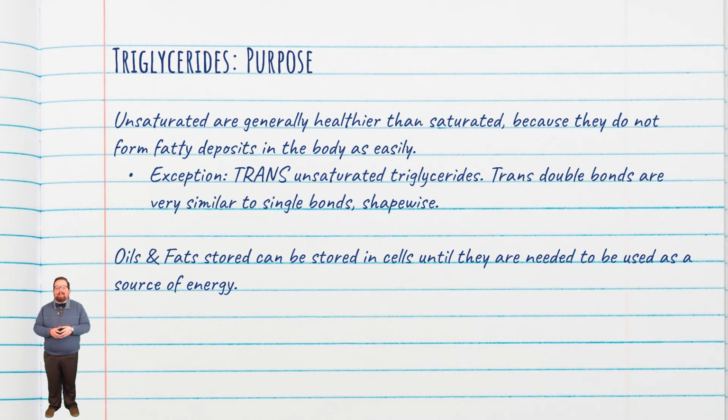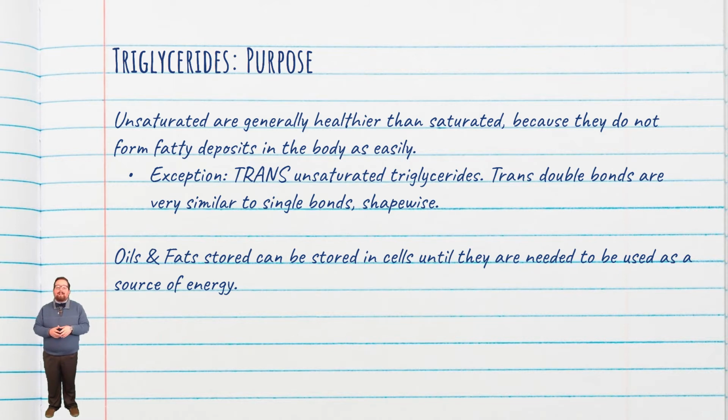Generally, saturated triglycerides are solid fats and are less healthy than unsaturated triglycerides, which are usually liquid oils. This is because the saturated triglycerides tend to have an easier time forming solid fatty deposits in the body, whereas the unsaturated triglycerides are less likely to form deposits, as they aren't as highly attracted to each other. The only exception to this rule is trans-unsaturated triglycerides. These are triglycerides in which the fatty acids have double bonds, but those double bonds are in the trans position.